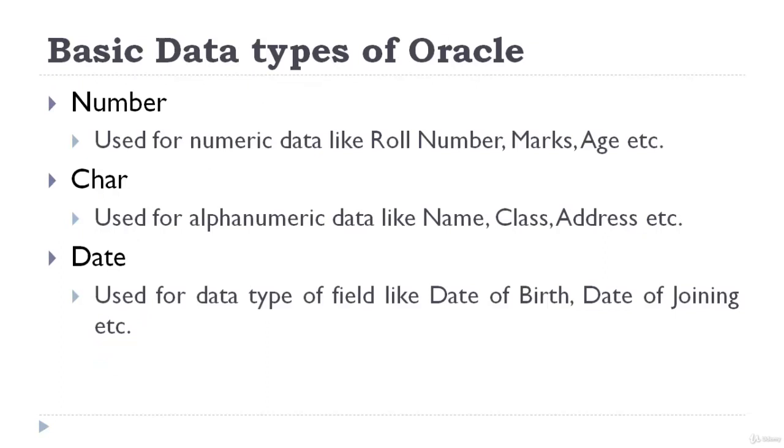We will use Oracle to perform all operations in this course. And Oracle has three major data types, that is number, character and date. Number is used to store numeric data like roll number, marks and age, while character is used to store alphanumeric data like name, class and address. Date is used to store fields like date of birth and date of joining. We will use these data types significantly during the creation of tables and their manipulation.